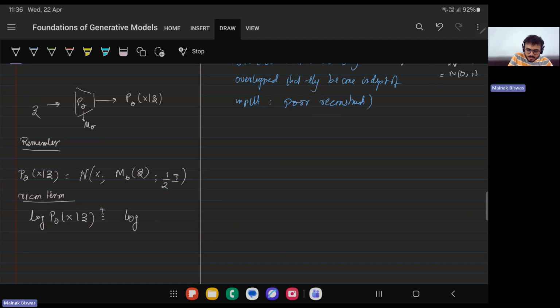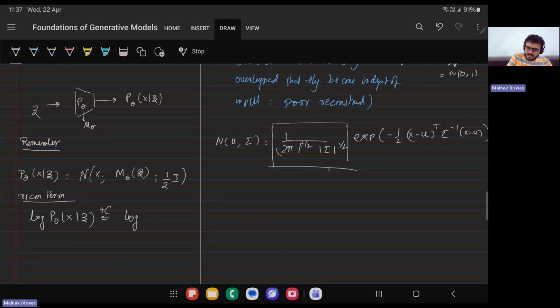So there are some constants, because you remember any random variable Normal(mu, sigma) is given by 1 by (2 pi) to the power dimension by 2, times half, e to the power, or exponent, of minus half (x minus mu) transpose sigma inverse (x minus mu). Right? This is given by this term. So now when I take a log, this term just becomes an additive constant without any learnable parameters.